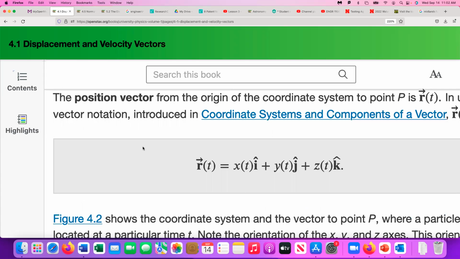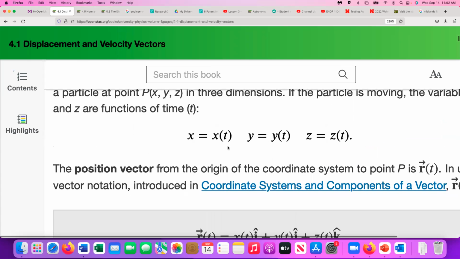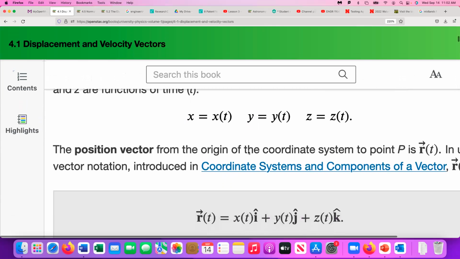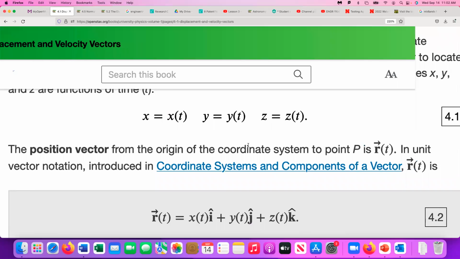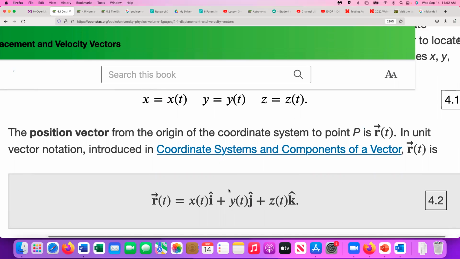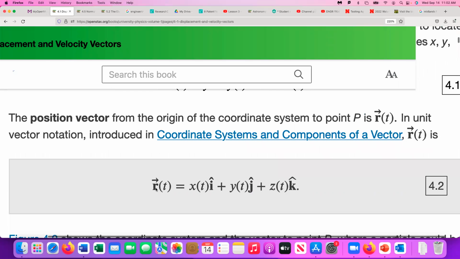And this can be time dependent. They show them as time dependent functions. So if you have a time dependent position, that means that your position changes over time, right? And then it's essentially a function of time. You can also create the vector from the coordinates or from the position functions. And usually when we're in three dimensions, we call our position vector R.